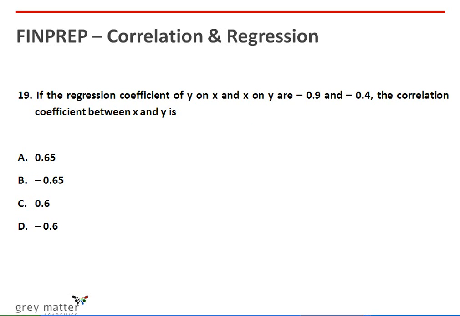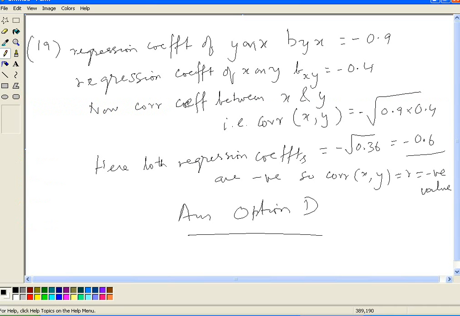19th question. If the regression coefficient of y on x and x on y are minus 0.9 and minus 0.4, the correlation coefficient between x and y is worked out in the worksheet as follows. Given y on x, which is nothing but byx, equal to minus 0.9, regression coefficient of x on y, bxy, equal to minus 0.4. So correlation coefficient in general is defined as the square root of the product of regression coefficient of y on x and regression coefficient of x on y.